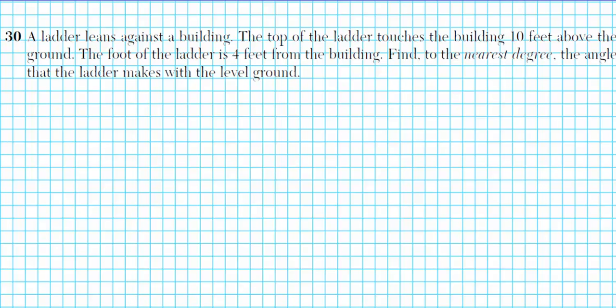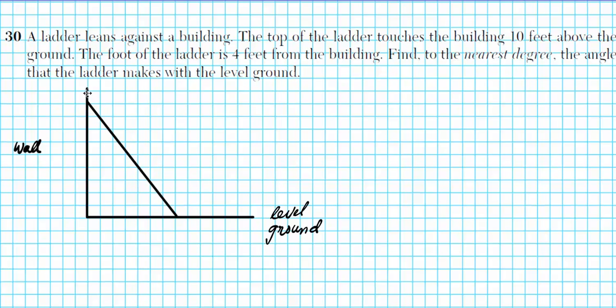Okay? So let's start off by giving ourselves a visual representation of this scenario. So let's start with the level ground, okay? So this right here is the level ground, and we have a wall. Of course, we expect the wall to be perpendicular to the level ground. So there goes your wall right here. And then what we have is a ladder leaning against the wall. Okay, so let's sketch our ladder. Ladder right there leaning against the wall.